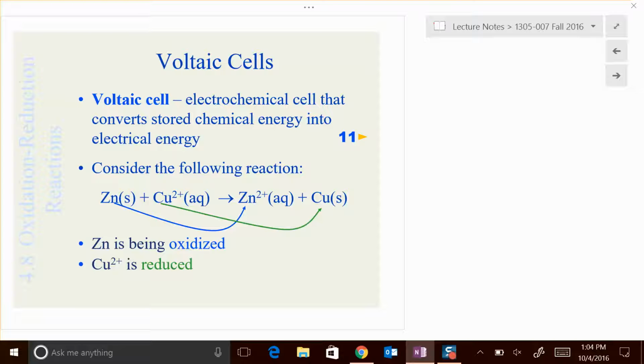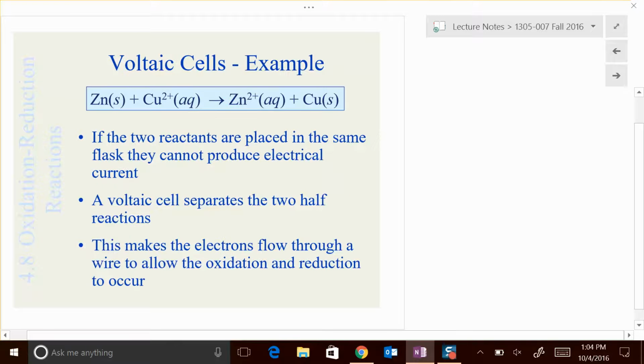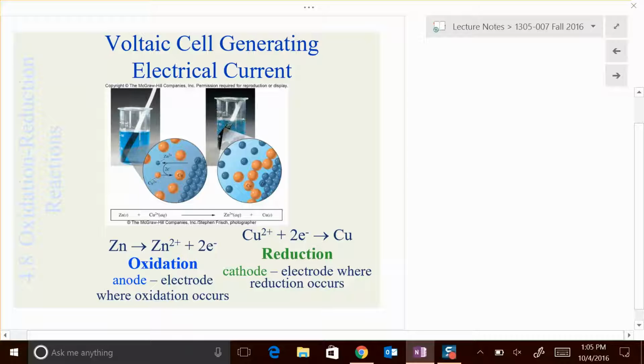It gains those electrons. And if you pass a wire between the zinc and the copper 2 plus, it will allow electrons to actually pass through that wire. And this is what we call these voltaic cells. Okay? So one thing becomes oxidized, the other one reduced.